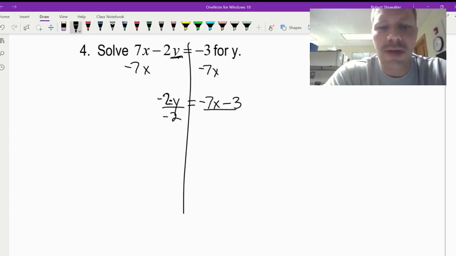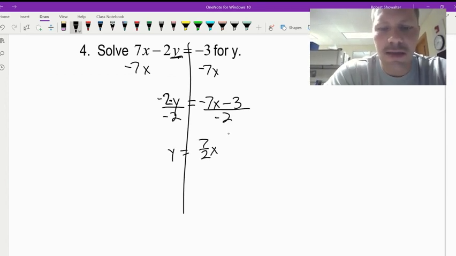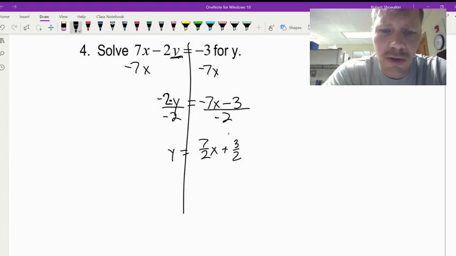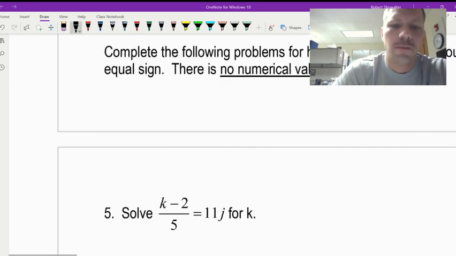So we're going to divide both sides by negative 2, and we get y equals 7/2 x, because we're dividing the whole side, all the parts. So we think negative 3 divided by negative 2 is going to be positive 3/2. Done. To the next one.